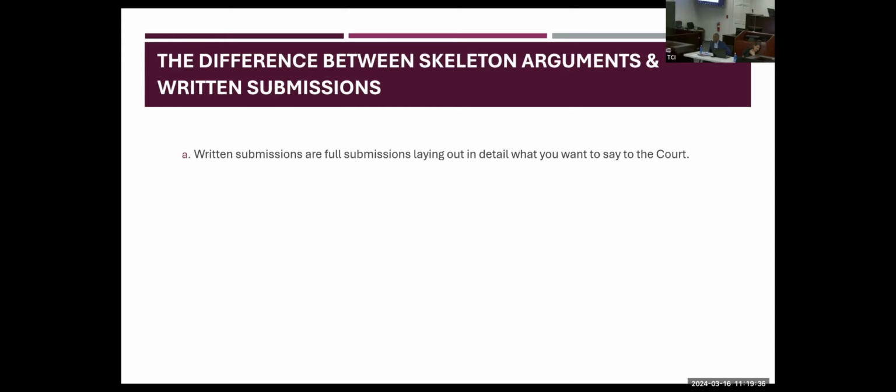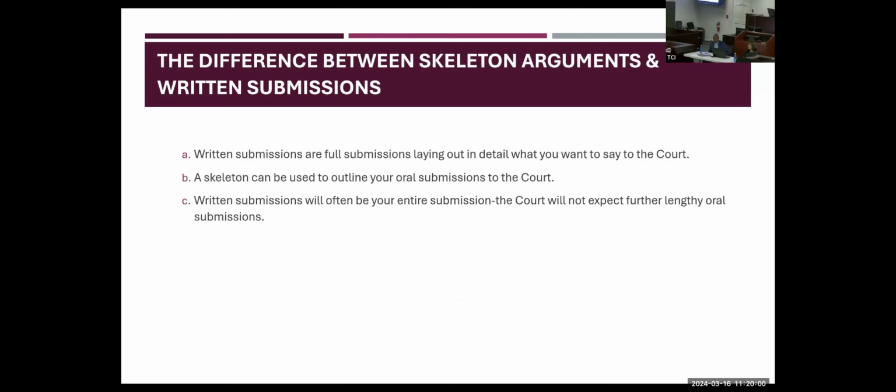So in making your written submissions, do it from the focal point that this is maybe the only opportunity you're going to get to address the court, and you have to make sure that it is very detailed. Now, a skeleton, as the learned judge just indicated, can be used to outline your oral submissions to the court, but written submissions will often be your entire submissions, and the court will not expect further lengthy oral submissions.